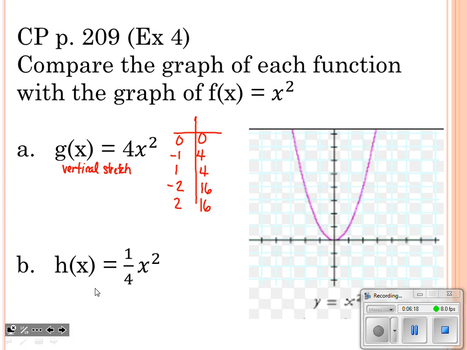So let's graph this one and take a look at what the picture does. So 0, 0 is still there. But now negative 1 is up at 4.